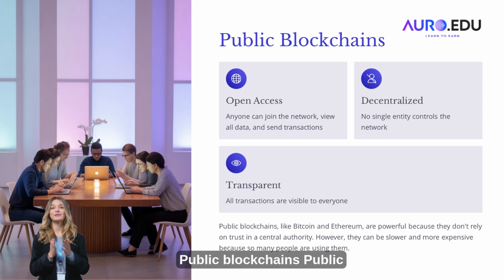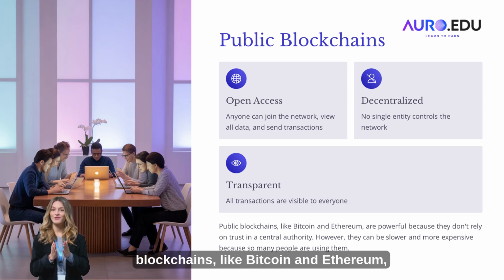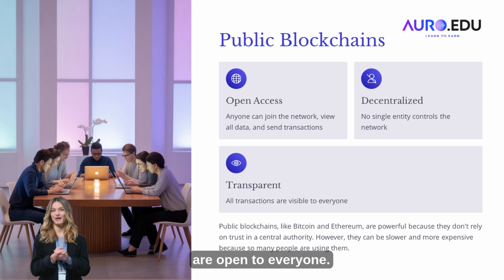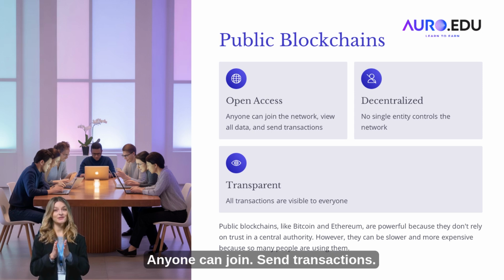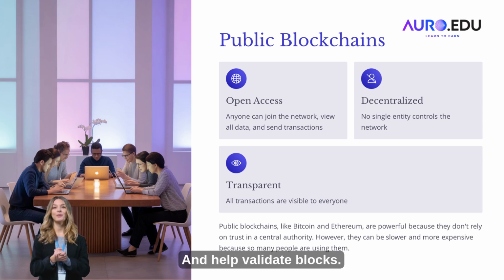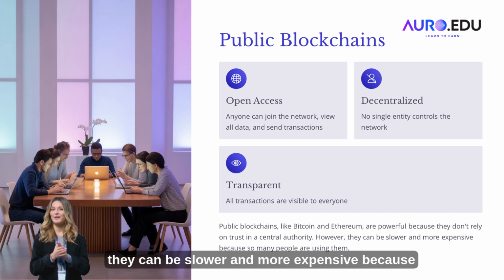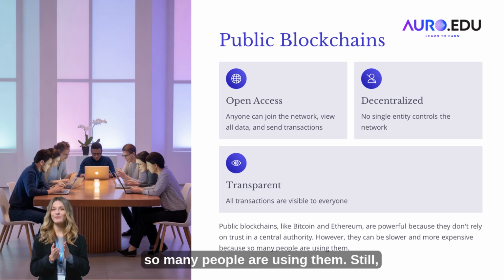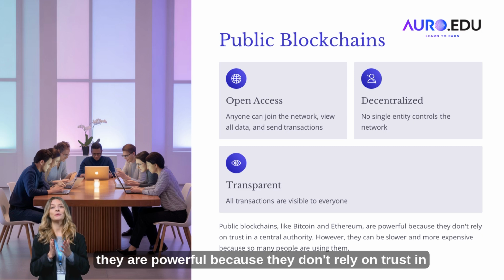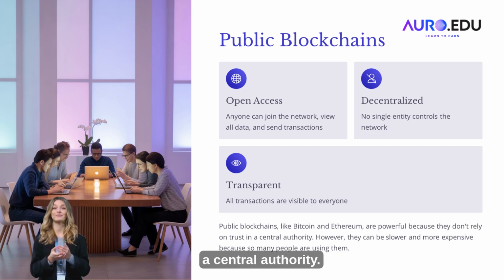Public blockchains. Public blockchains, like Bitcoin and Ethereum, are open to everyone. Anyone can join, send transactions, and help validate blocks. They are transparent and decentralized. However, they can be slower and more expensive because so many people are using them. Still, they are powerful because they don't rely on trust in a central authority.